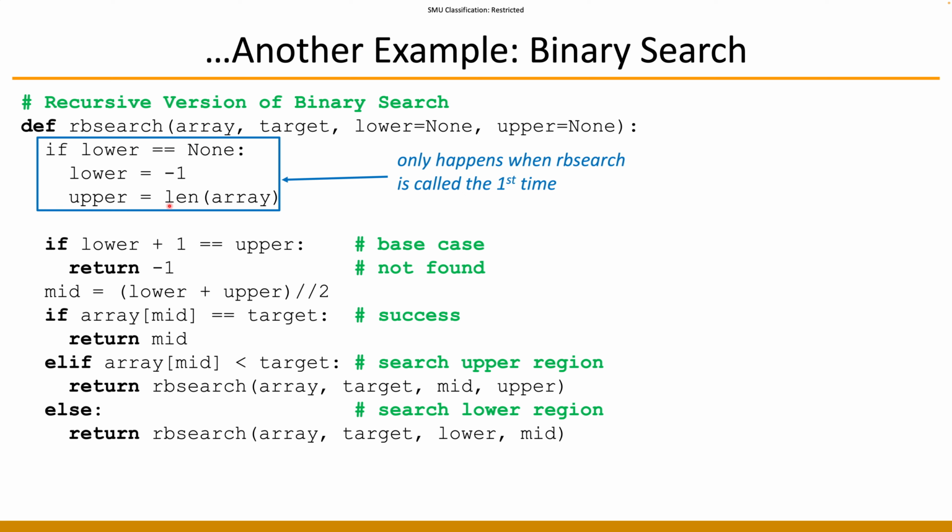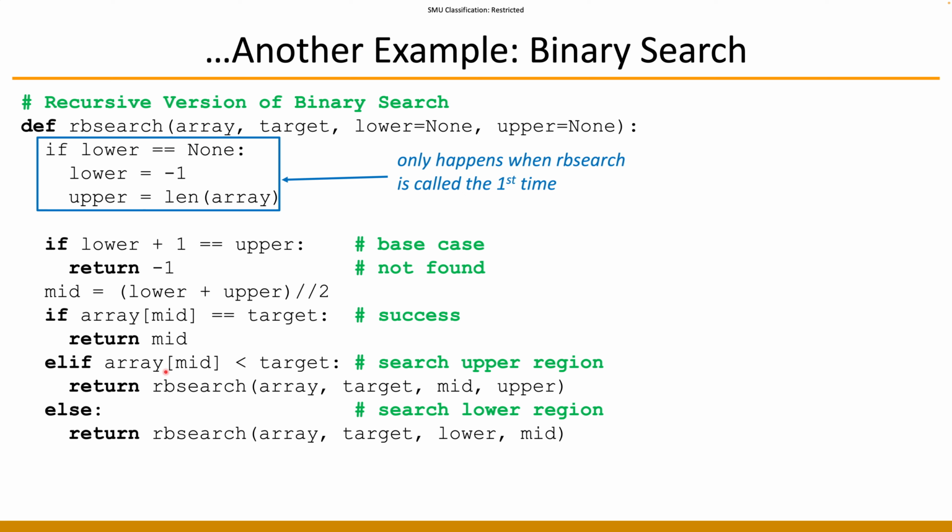We have the lower index and the upper index. Over here, you can see that we have used a special technique in Python. We let lower and upper take default values. So when we first call this RB search, we don't specify lower or upper, which means that the default values specified in the function definition will be used. So we check if the lower index value is None, we set lower to be minus one, and we set upper to be the length of the array. And the rest is pretty much the same, right?